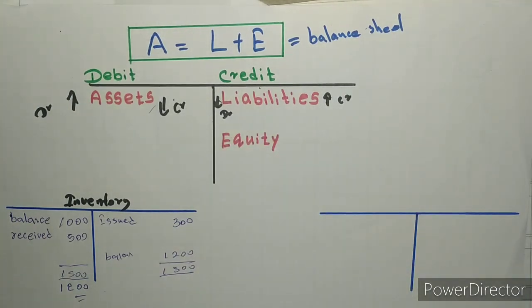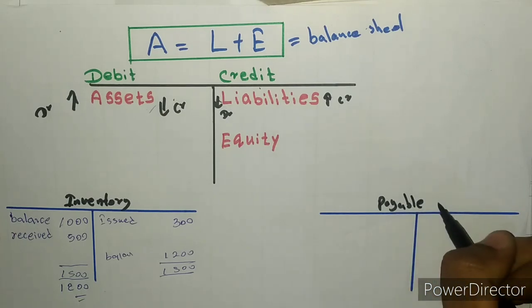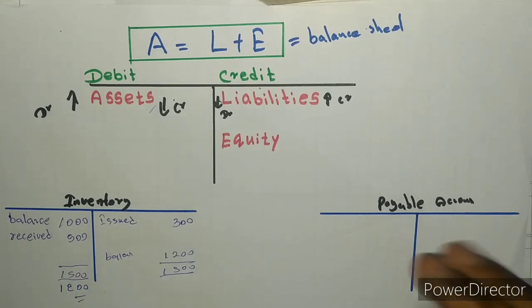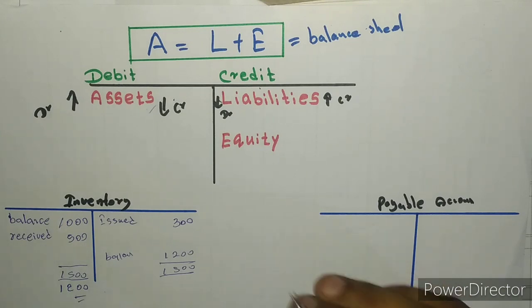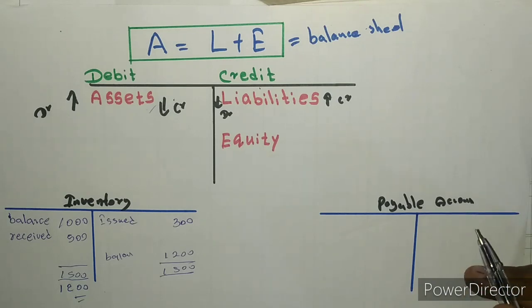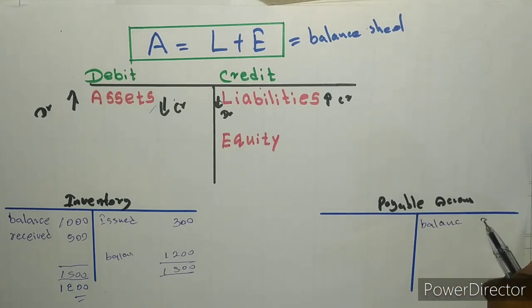Okay, example, we guess an accounts payable account. Payable, an invoice received from a supplier that the company has not paid yet. It is a liability account. It has a credit balance. We guess the balance is 2,000. Okay, this is the amount owed.